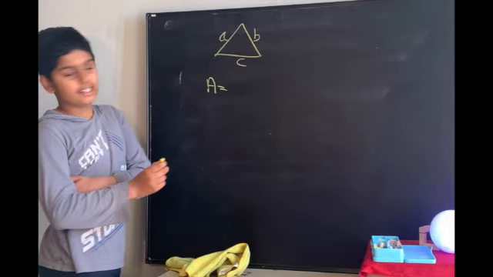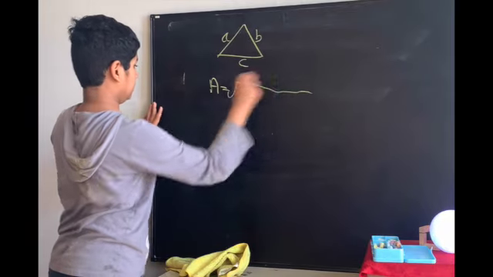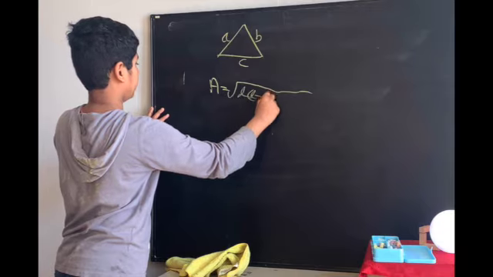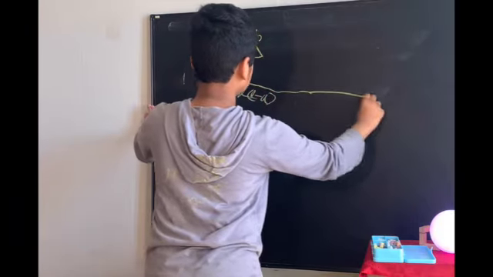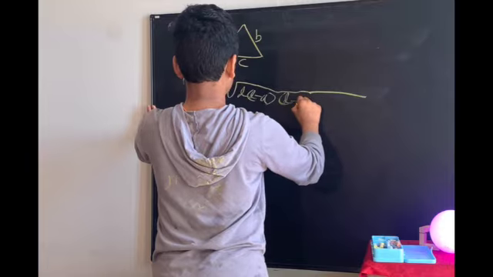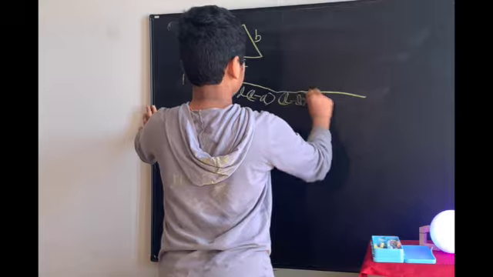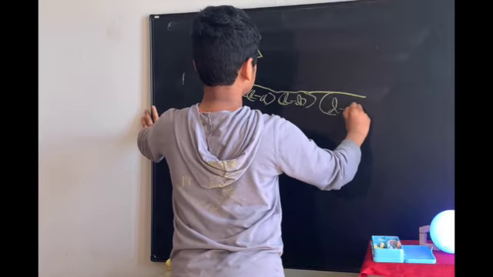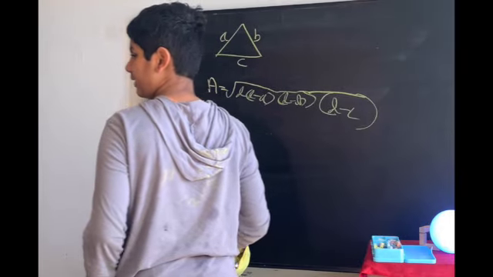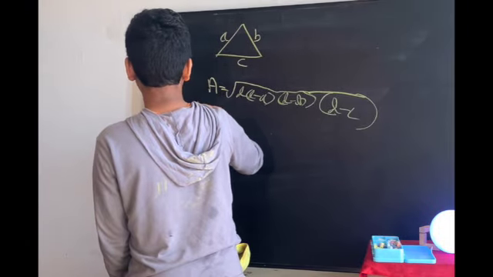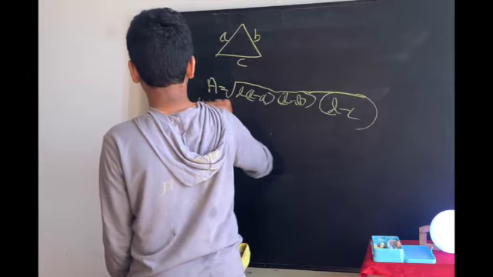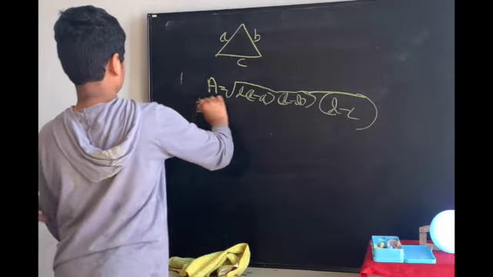Square root s. Yeah, write down now. Square root s, then bracket s minus a, bracket s minus b. Okay, good job. Then bracket s minus c, where? What is s here? Where s equals? Where s equals?